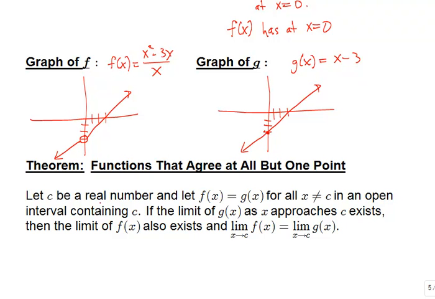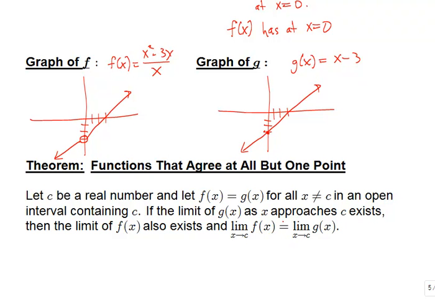So let c be a real number, and let f equal g for all x except at c. So c is the bad point where they don't match. If the limit of g as x approaches c exists, then the limit of f of x also exists and equals the limit of g.